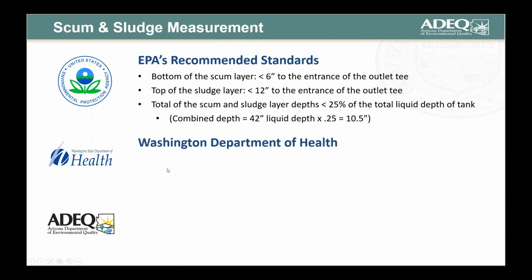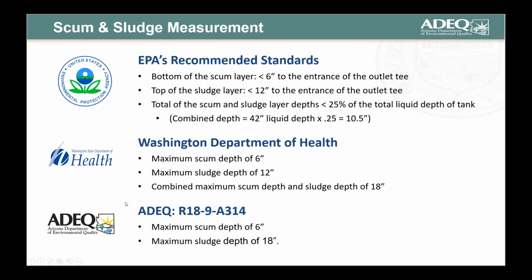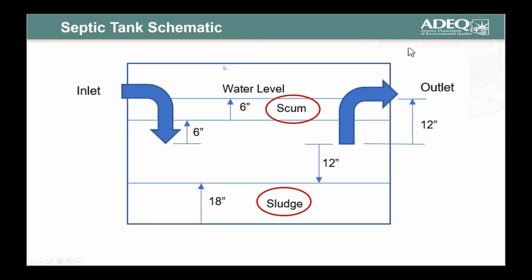The Washington Department of Health, their standard is maximum scum depth of 6 inches. The maximum sludge depth of 12 inches. A combined maximum scum depth and sludge depth of 18 inches. ADEQ, when you look at A314, I had to do some pretty good math, but I actually came up with a maximum scum depth of 6 inches, a maximum sludge depth of 18 inches, and there's my schematic.